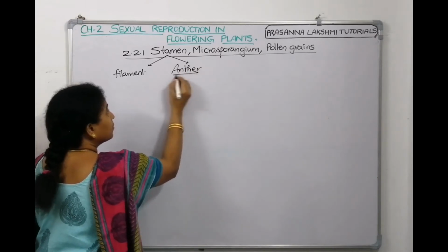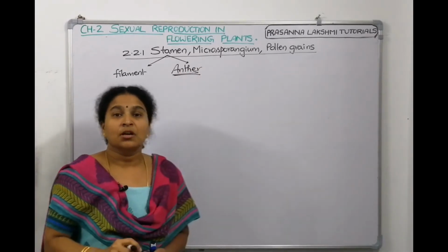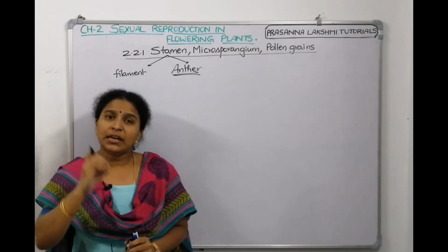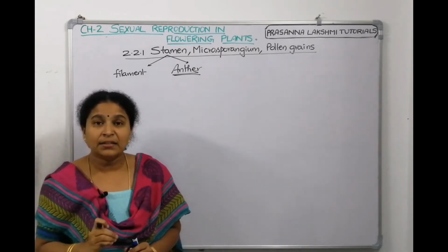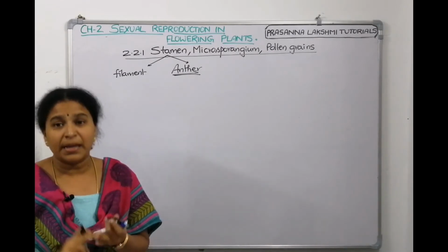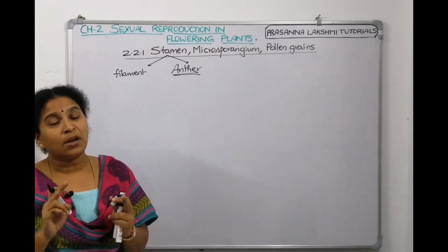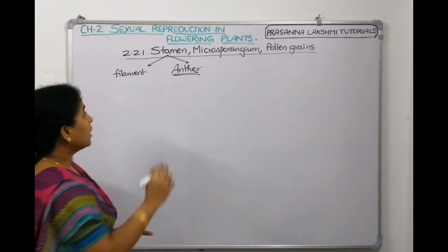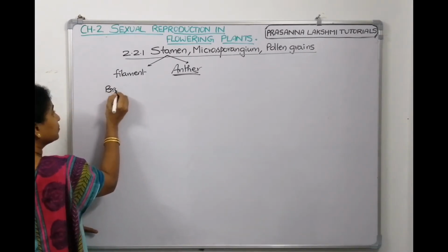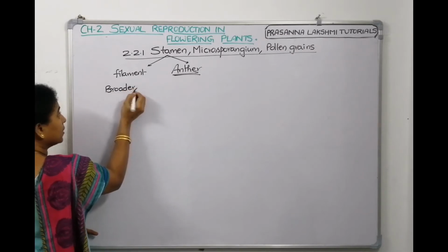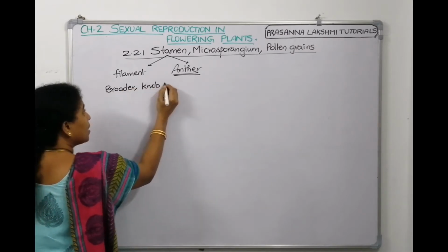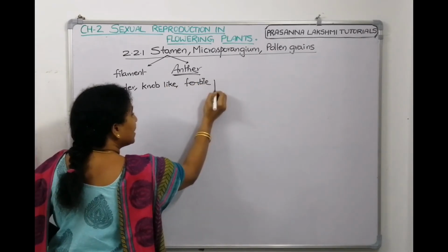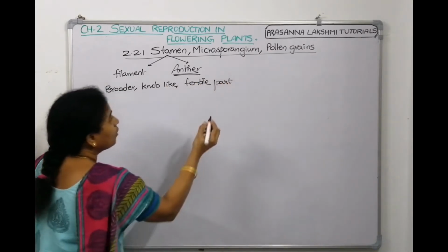Now we are talking about the anther. Where is anther located? Anther is attached to the distal end of the filament. How is the anther? It is broader, it is knob-like, it is the fertile part. Why are we calling anther a fertile part? Because it is producing microspores. So anther is broader, knob-like, the fertile part of stamen.